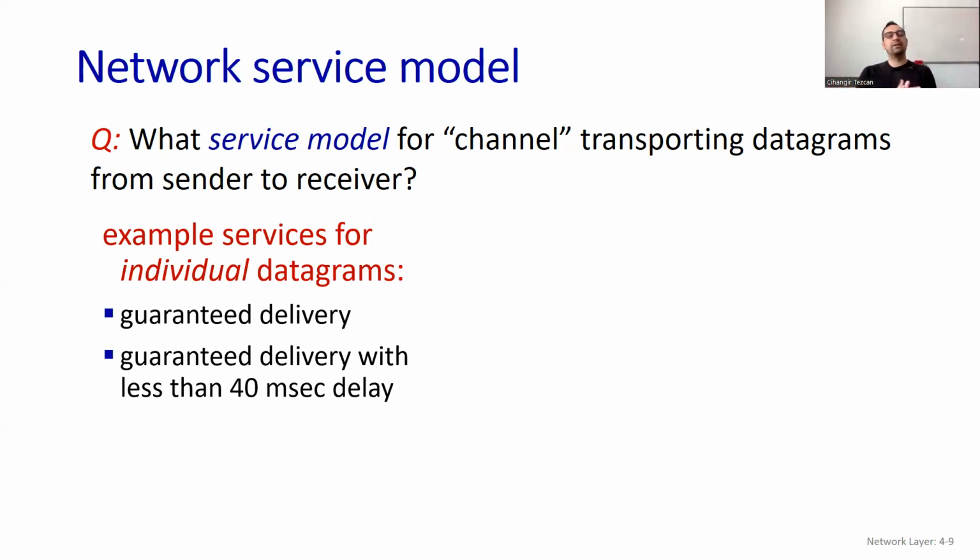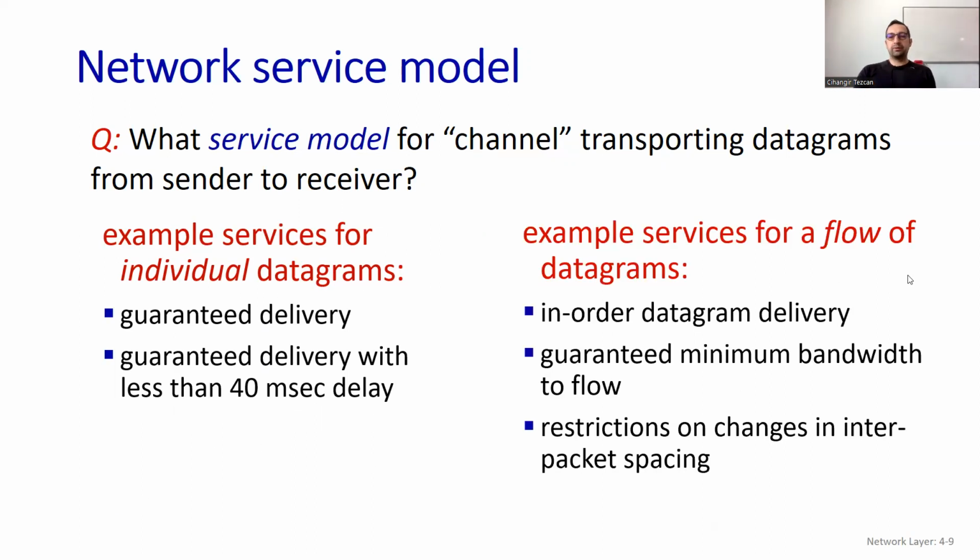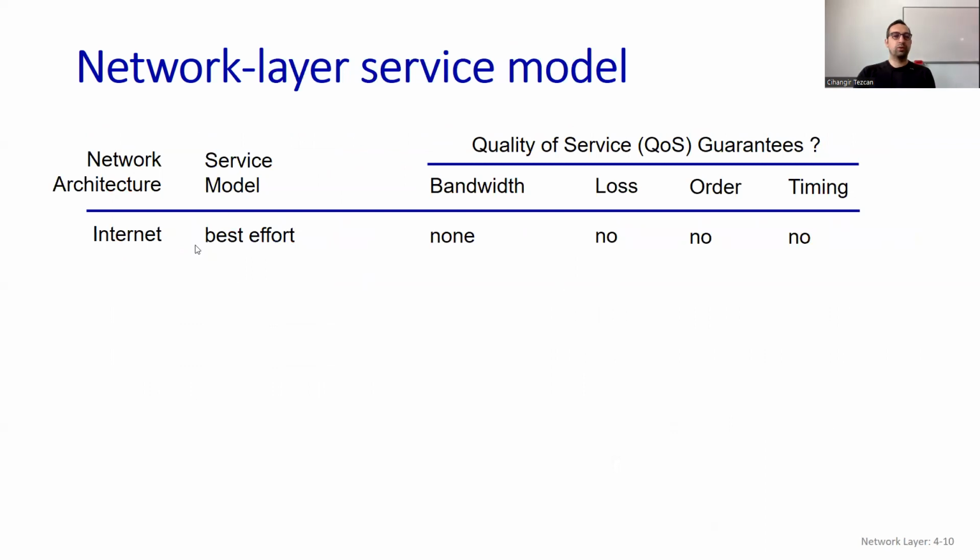And we also mentioned that there's queuing at the routers, and you can lose data at the routers if you have buffer overflow and so on. Example services for a flow of datagrams: in-order datagram delivery, guaranteed minimum bandwidth to the flow, restrictions on changes in inter-packet spacing, and so on. So you have to choose your network service model according to this.